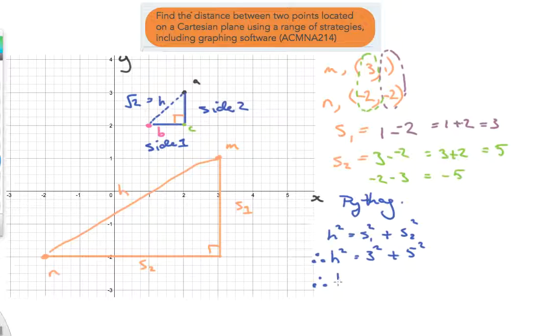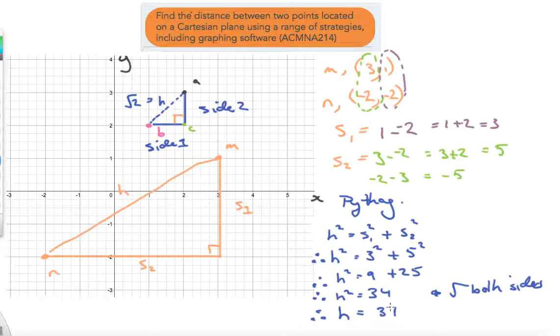Therefore, h squared equals 9, 3 squared, plus 25. Therefore, h squared equals 34. And so what we need to do here is say, okay, square root both sides, and again we end up with, therefore, h equals the square root of 34. Now that's not a nice square number, so we'll just leave it at that.